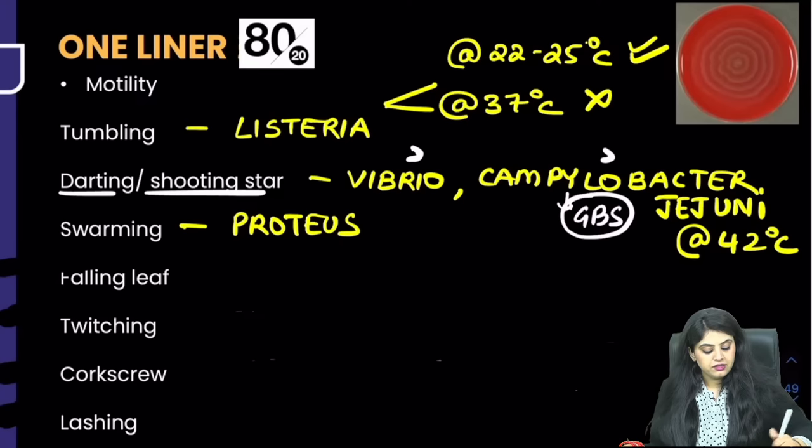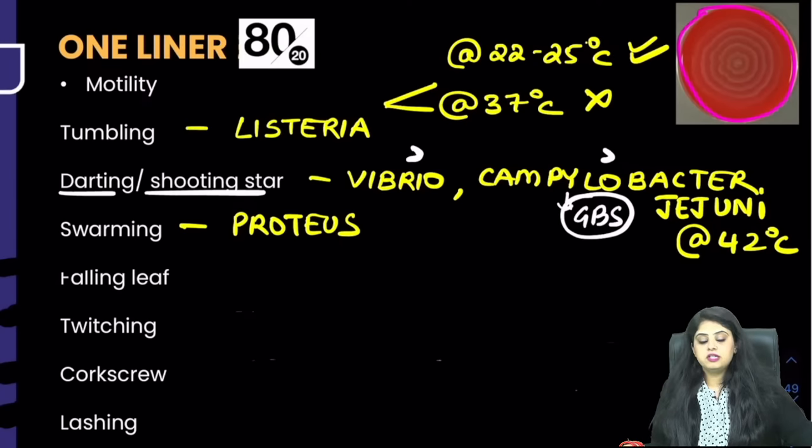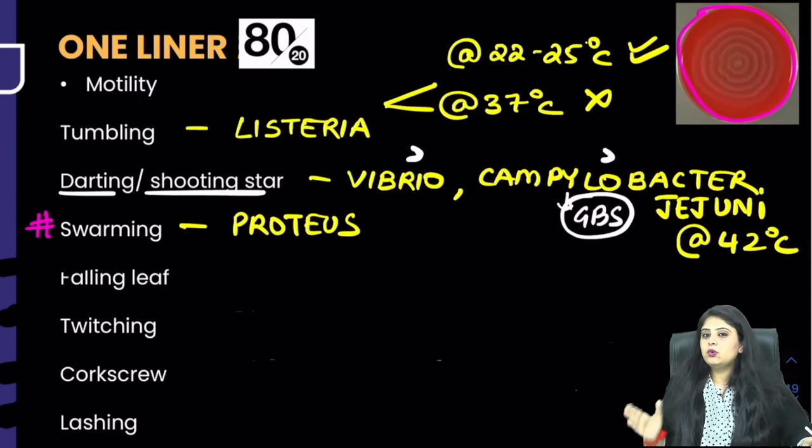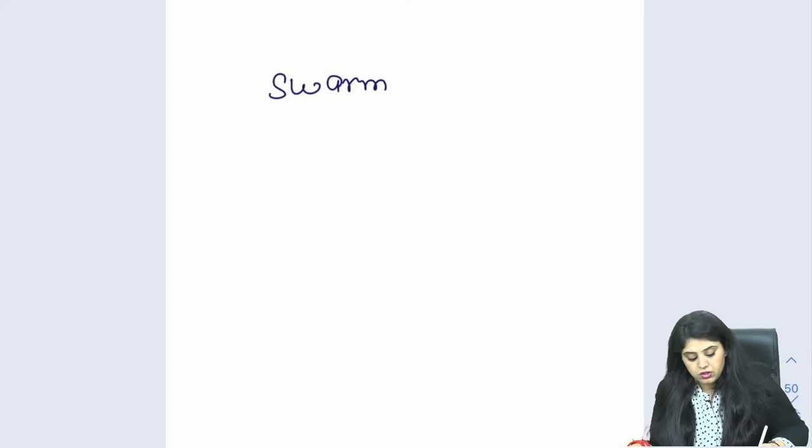Okay, coming to the next. Swarming. In fact, guys, the photo I had given you over here was of swarming. Swarming is definitely seen over here, but swarming most likely goes with Proteus. I told you in the last class that it is seen in a lot of other organisms other than Proteus also. So, quickly, if you want to give me a quick recap, maybe I can take a break and you can tell me where swarming is seen. Swarming is seen in PVCs.